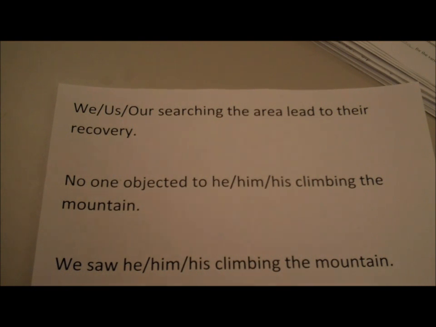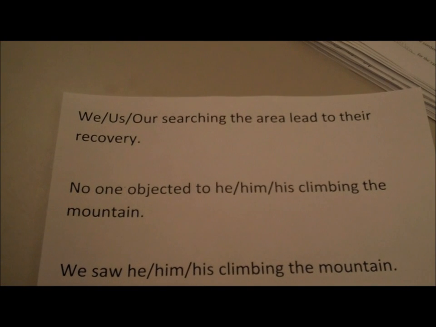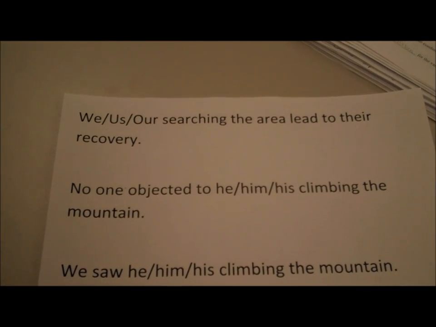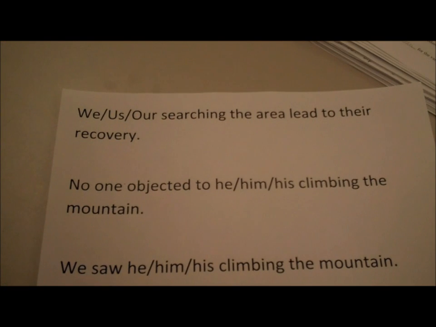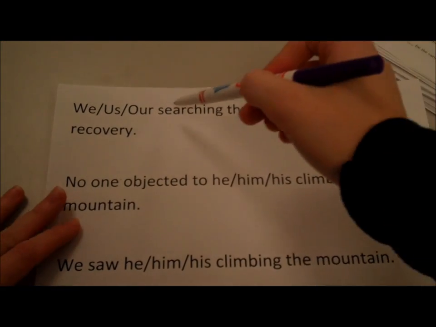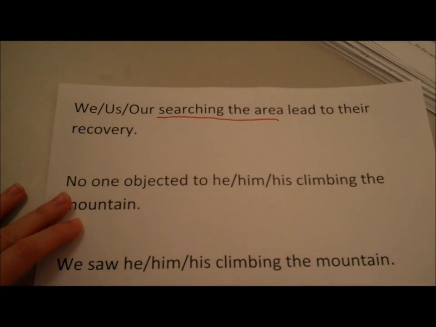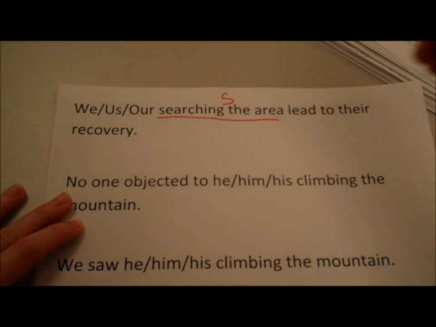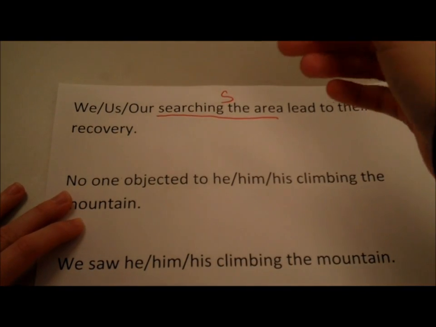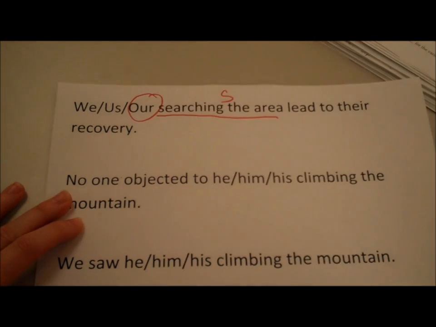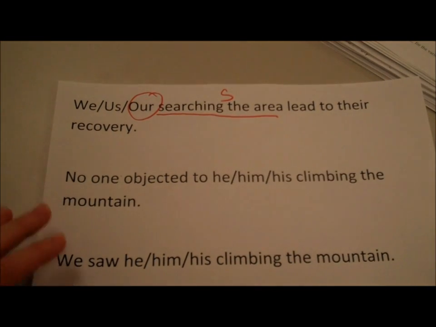You guys don't get them wrong too often. We just need to be careful of using possessive pronouns only to modify nouns and gerunds, which we know are really nouns, but not with participials, which are adjectives. So in sentence 1, we, us, or our searching the area led to their recovery. We have a gerund here, searching the area. It's working as the subject of the sentence. So since gerunds are nouns, we need the possessive pronoun, our, searching the area, to modify it.